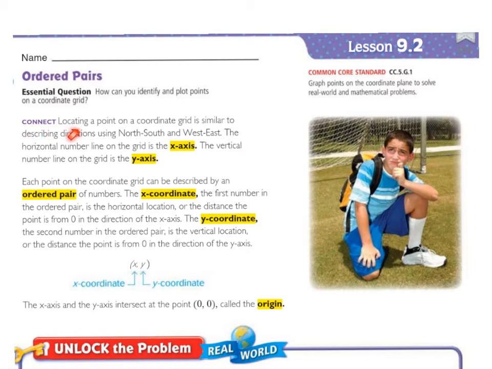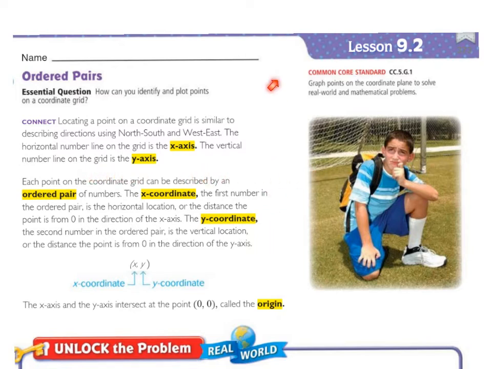So let's connect. Locating a point on a coordinate grid is similar to describing directions using north to south and west to east. The horizontal number line on a grid is the x-axis. So remember, horizontal goes this way, just like the horizon of the sun. And then the vertical number line on the grid is the y-axis. That's the line that goes this way.